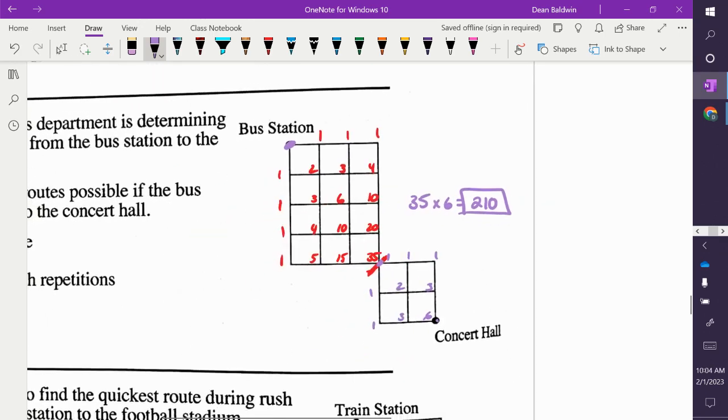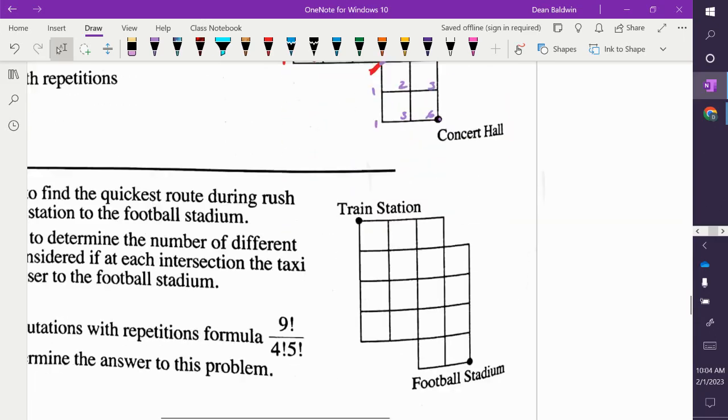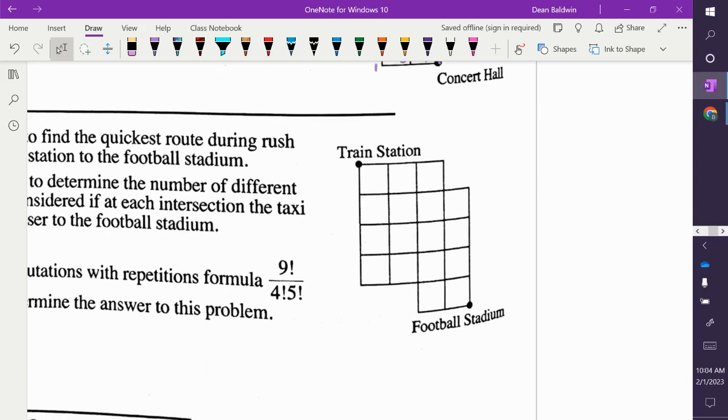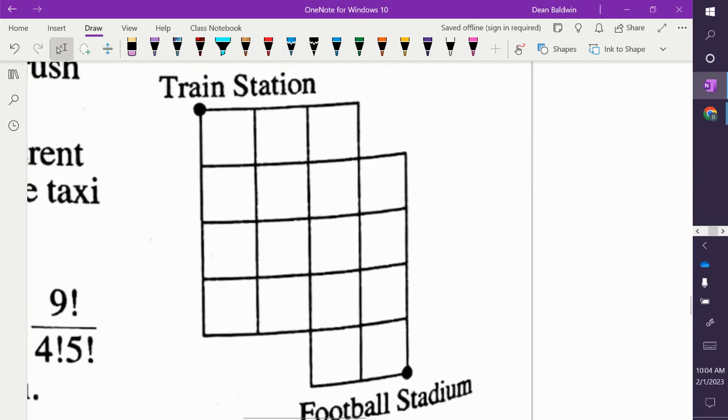All right, we'll do one more. This has nothing to do with calculus, by the way, but we're here, so we might as well just do it. All right, we're going from the train station to the football stadium. All right. Start with ones. 1, 1, 1, 1 until it falls off. So you stop right there. You go down the other side. 1, 1, 1, 1. All right, you want to try this one? Go.